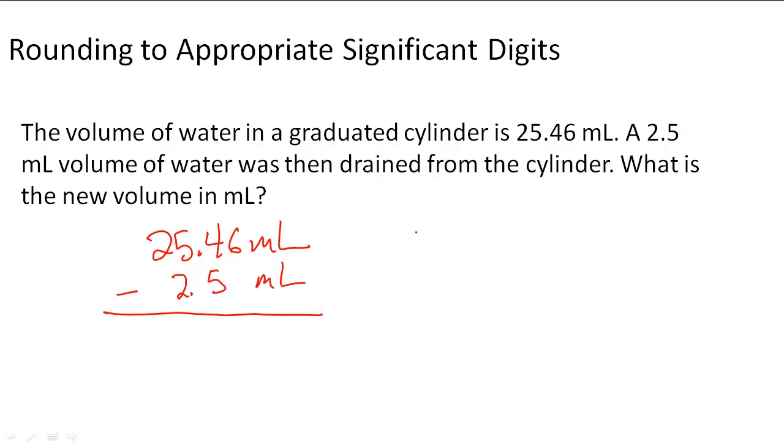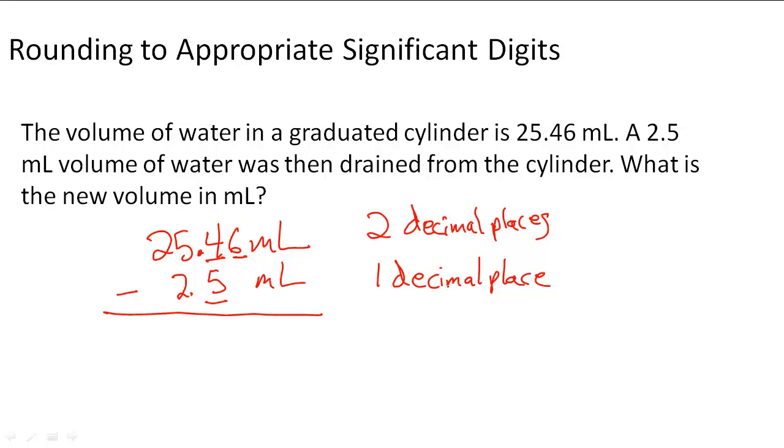So the first thing we have to remember is that since we're doing subtraction, and this would also count for addition, we have to count the decimal places and use the least amount. So we have two decimal places, 1, 2. Notice because it's after the decimal point, we have two decimal places here. And then here we have one decimal place.